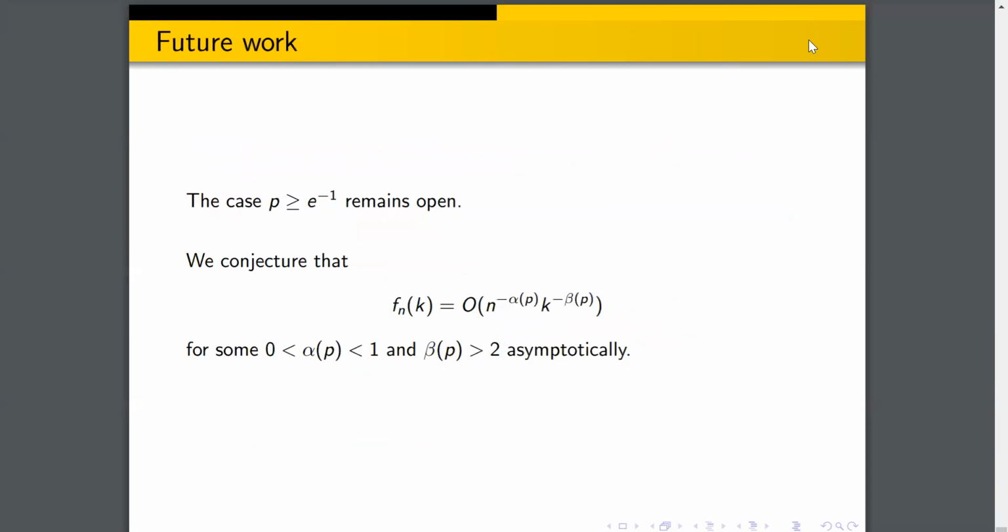So the case when P is greater than or equal to e to the minus 1 remains open. We conjecture that there begins some dependency on n. Here we have only the dependence that A of n grew like k to some power. We conjecture that ultimately it starts to depend on n to some power of alpha, but this remains to be solved.